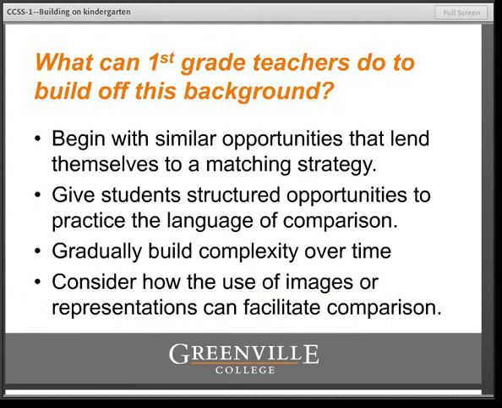All right, as you go into a year then, where students must now take that background knowledge and apply it to solve compare problems, it is essential that that background knowledge that they already have be employed. So consider ways in which your learners can gain some similar opportunities that lend themselves to the matching strategy without spending too much time going over and duplicating the kindergarten curriculum, which will really take time out of your first grade curriculum. Now, this can include drawing students' attention to just natural comparative situations that arise in the classroom.